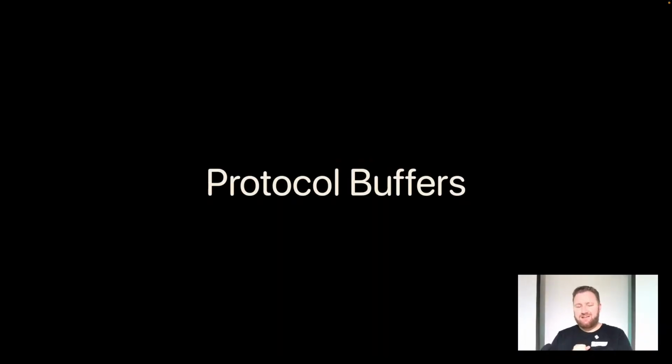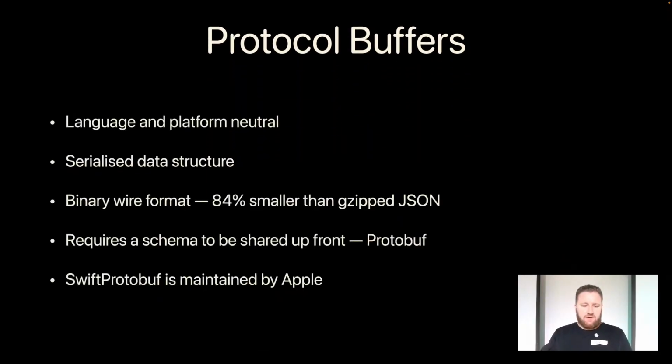So instead of JSON, gRPC is built on top of a format known as protocol buffers. Now, like JSON, it is intended to be language and platform neutral. JSON wasn't intended that way, it just kind of became that way in the end. It's also a serialized data structure like JSON, so we can send structures back and forth. But that's where the similarities end.